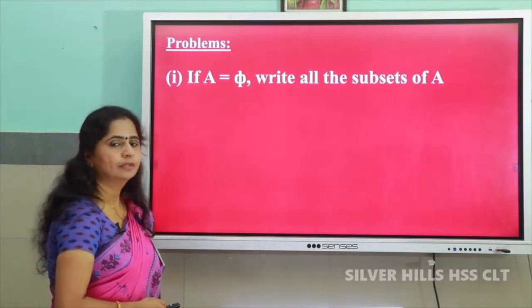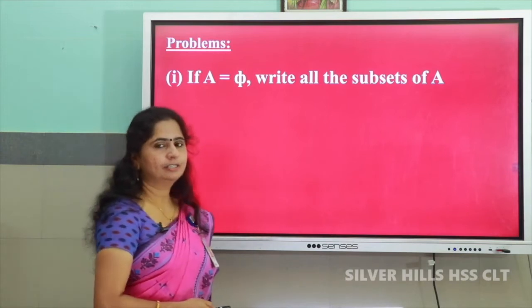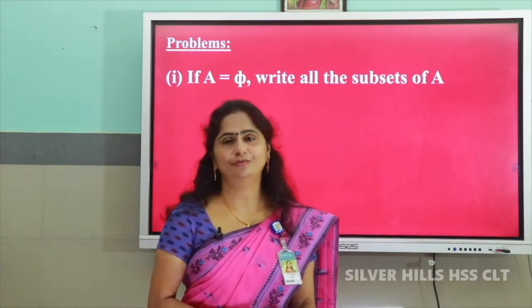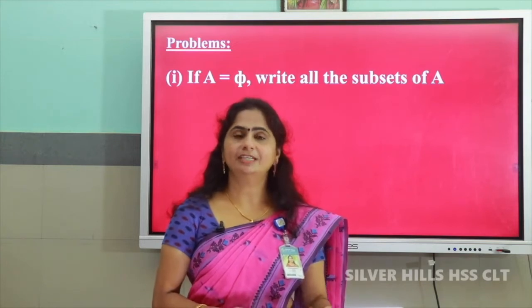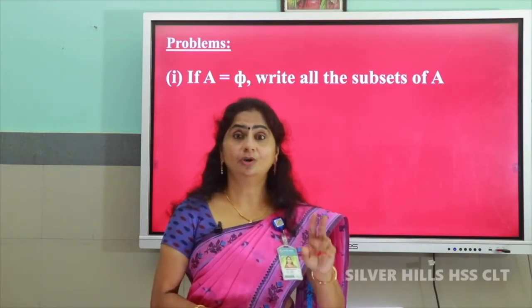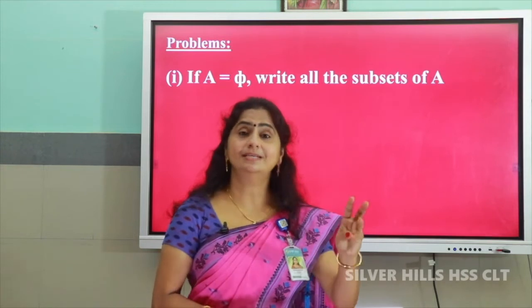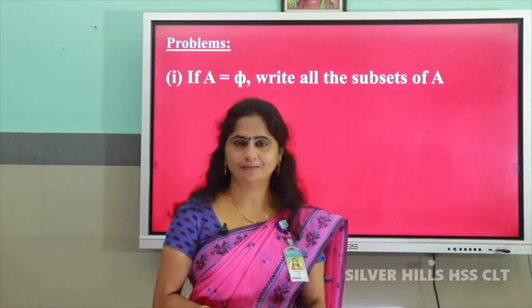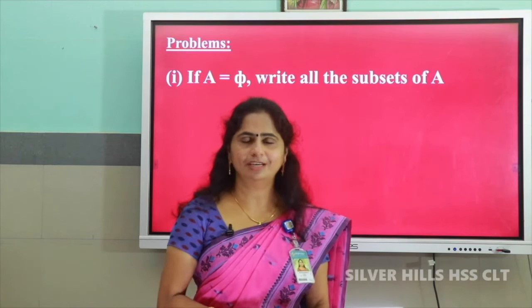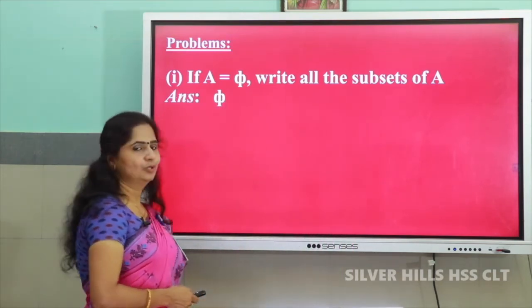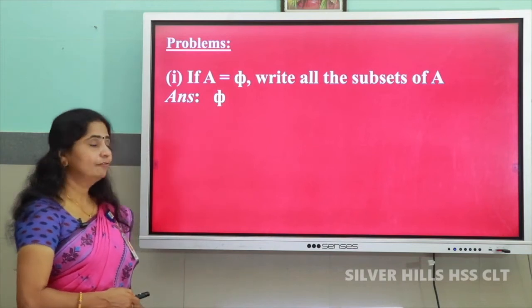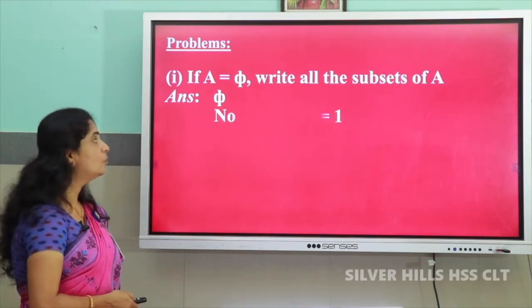Problem 1. If A is equal to the empty set, write all the subsets of A. If A is equal to the empty set, naturally we know that every set has got two subsets. One is the null set, another is the full set. So, here A is just the empty set. So, the subset will be only the null set. So, the answer is phi. Therefore, the number of subsets is equal to 1.